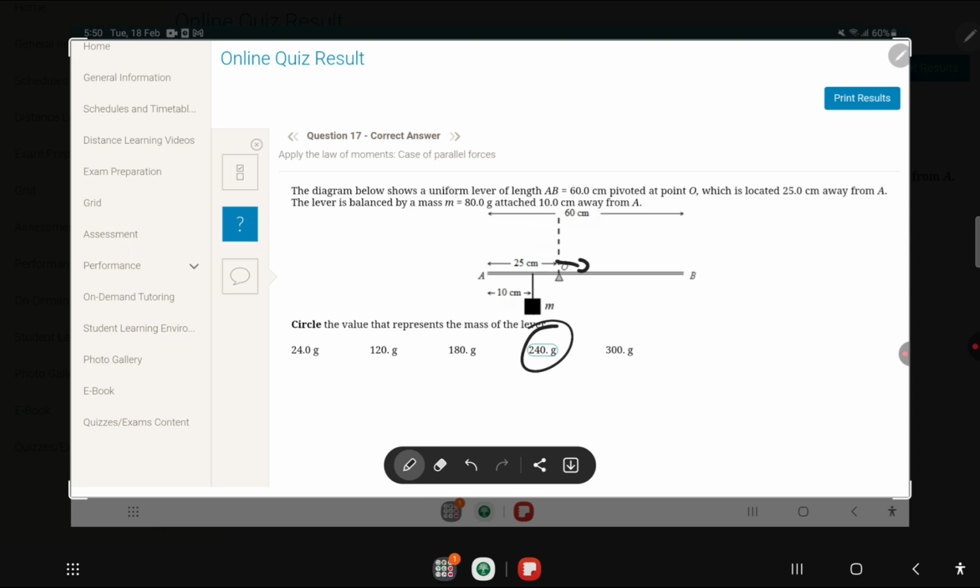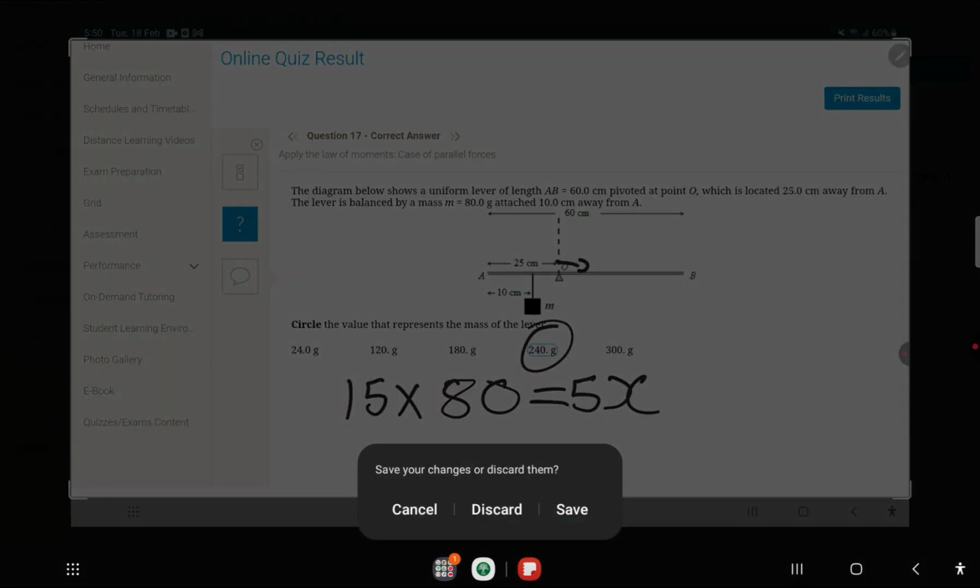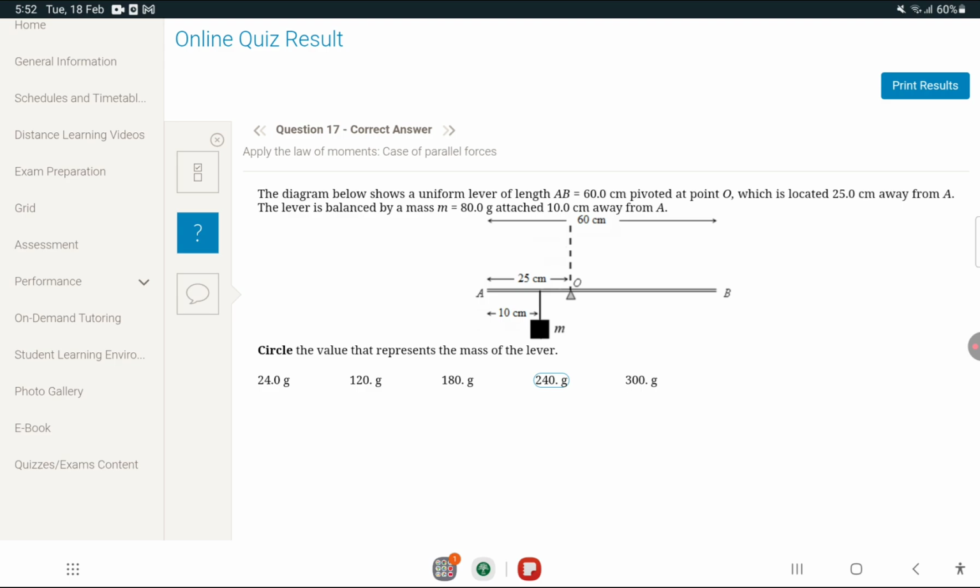So what we want to do is, not 25, the distance from this object to O is going to be 25 minus 10. So it's going to be 15 times 80 equals 5x, because the mass of the lever is x. We want to find it. And the distance from the pivot to the center is 5 centimeters. If you plug it into the calculator, you're going to get 240 grams. That's it, as simple as that. Okay, on to the next.